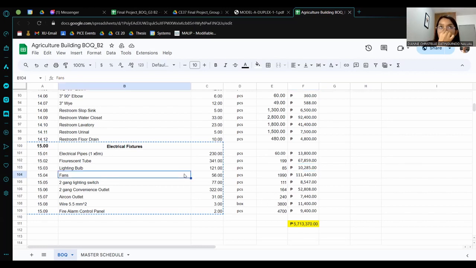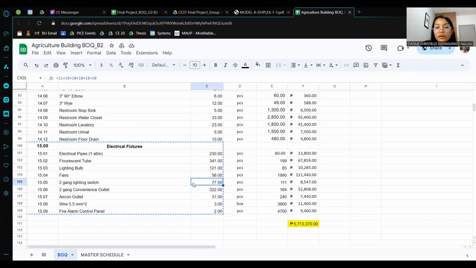And then also fans. As you can see in the electrical plan, there are 2 fans placed in each classroom. So there are a total of 56 fans with a unit price of 1,990. Total amount of 111,440 pesos.